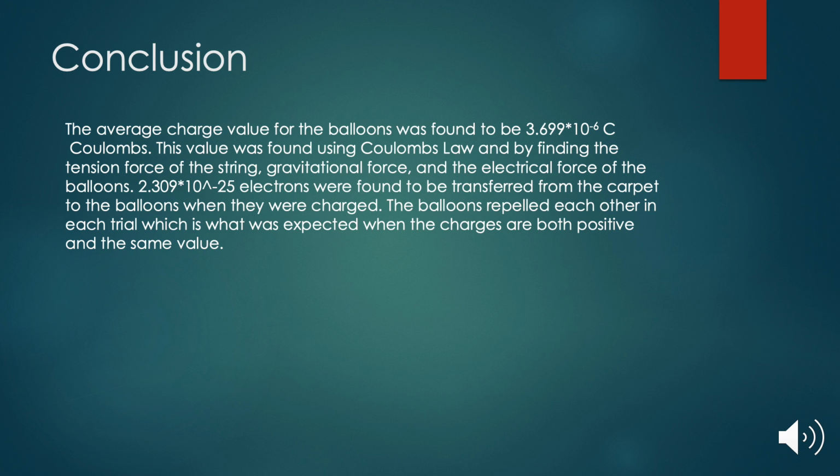In conclusion, for this experiment, the average charge of the balloons was found to be 3.699 times 10 to the negative 6 coulombs. This value was found using Coulomb's law and finding the forces that were acting on the balloons. 2.309 times 10 to the negative 25th electrons were found to be transferred from the carpet to the balloons when they were charged. The balloons also repelled each other in each trial that was conducted, which lines up with what is expected because both of the charges are positive and the same value.